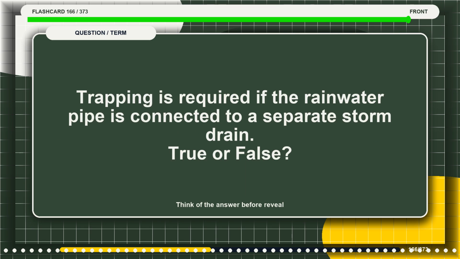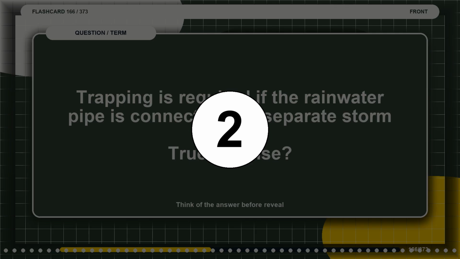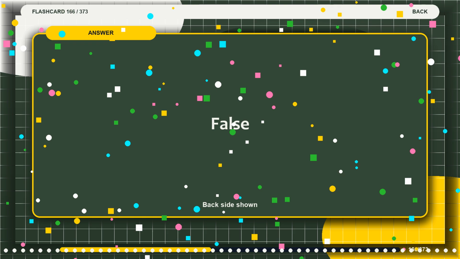Flashcard 166. Trapping is required if the rainwater pipe is connected to a separate storm drain. True or false? Think of the answer before the reveal. The answer is false.